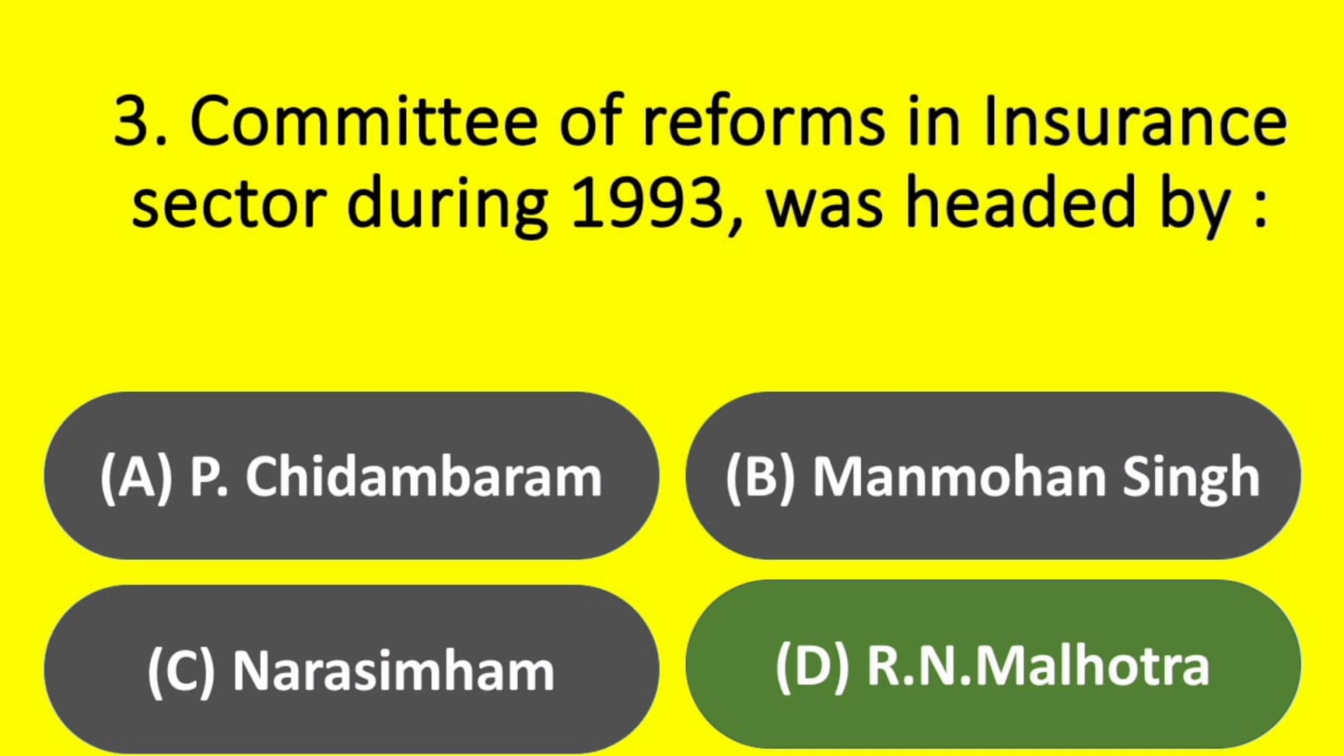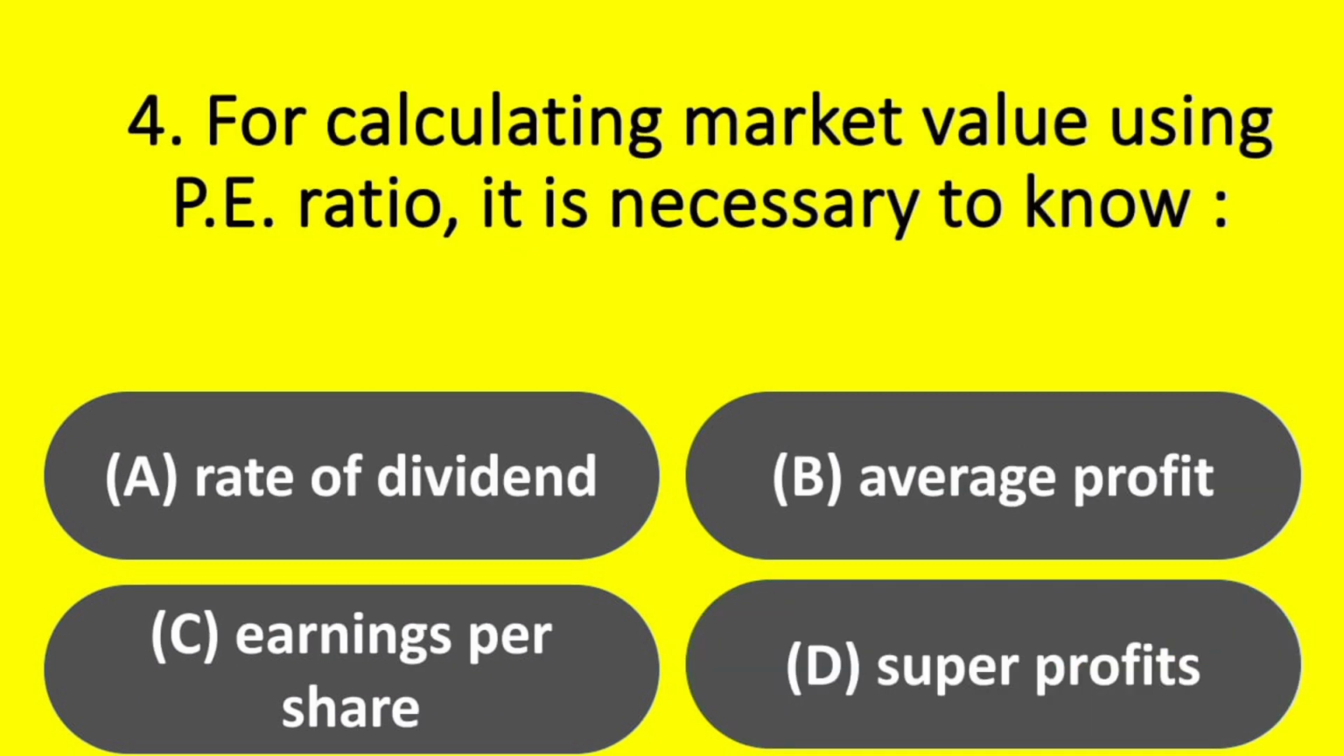For calculating market value using PE ratio, it is necessary to know: option A, rate of dividend; option B, average profit; option C, earnings per share; option D, super profits. Answer: option C, earnings per share.